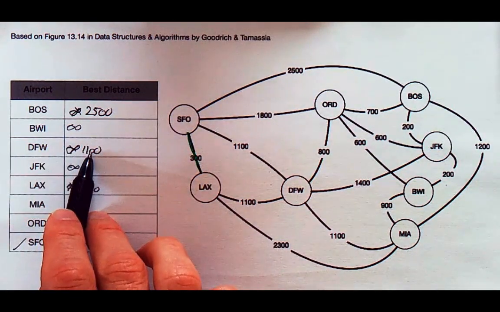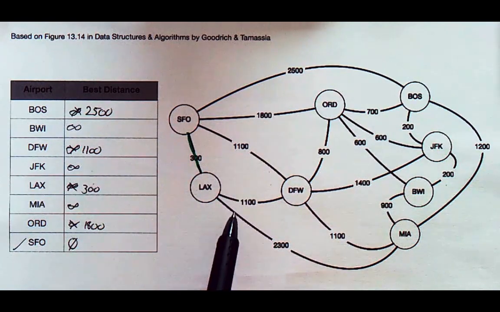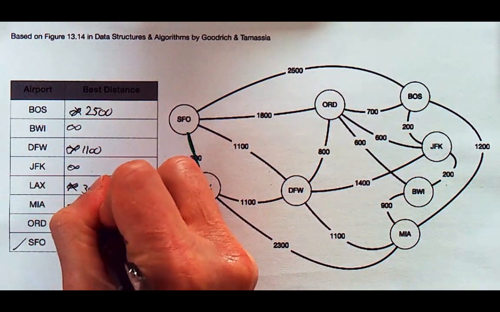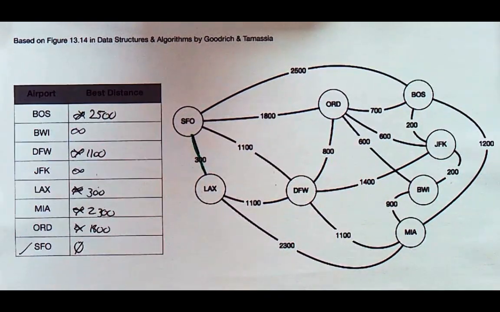It's no better than this. So we've got these two different options to get to Dallas with 1100. And then there's an outgoing edge to Miami. So it's a total of 2300, which is better than infinity. So go ahead and add that in there. Okay, so we've now processed LA.